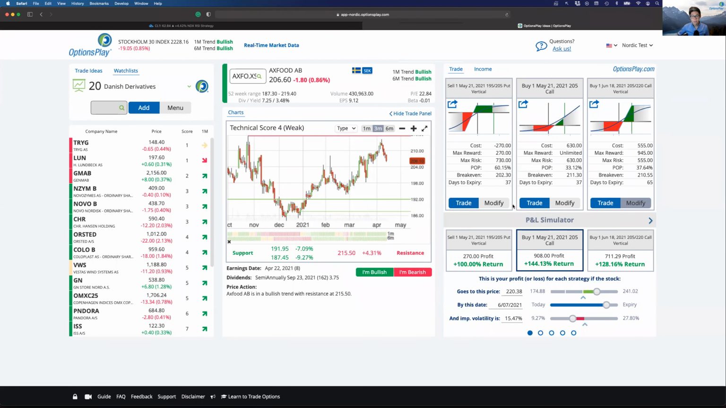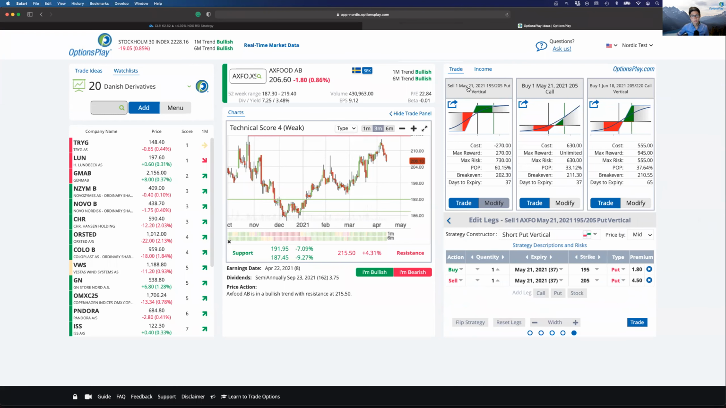You can also take a look at selling a credit spread, but the risk to reward isn't particularly strong here. Selling the May 205, 195 put spread only collects 270 crowns out of a 10 crown wide credit spread. So I'm only collecting 27% of the width. When you're selling a credit spread, you usually want to try to collect closer to 33% of the width.